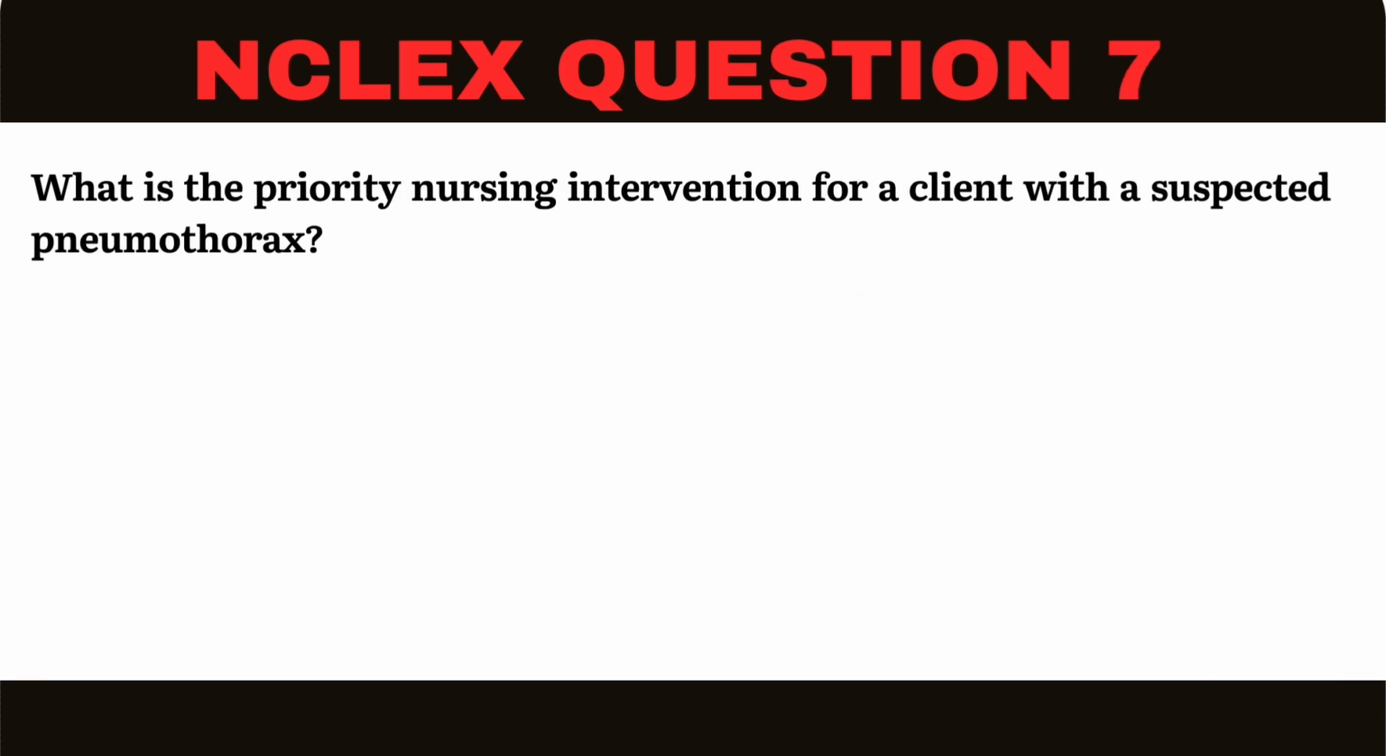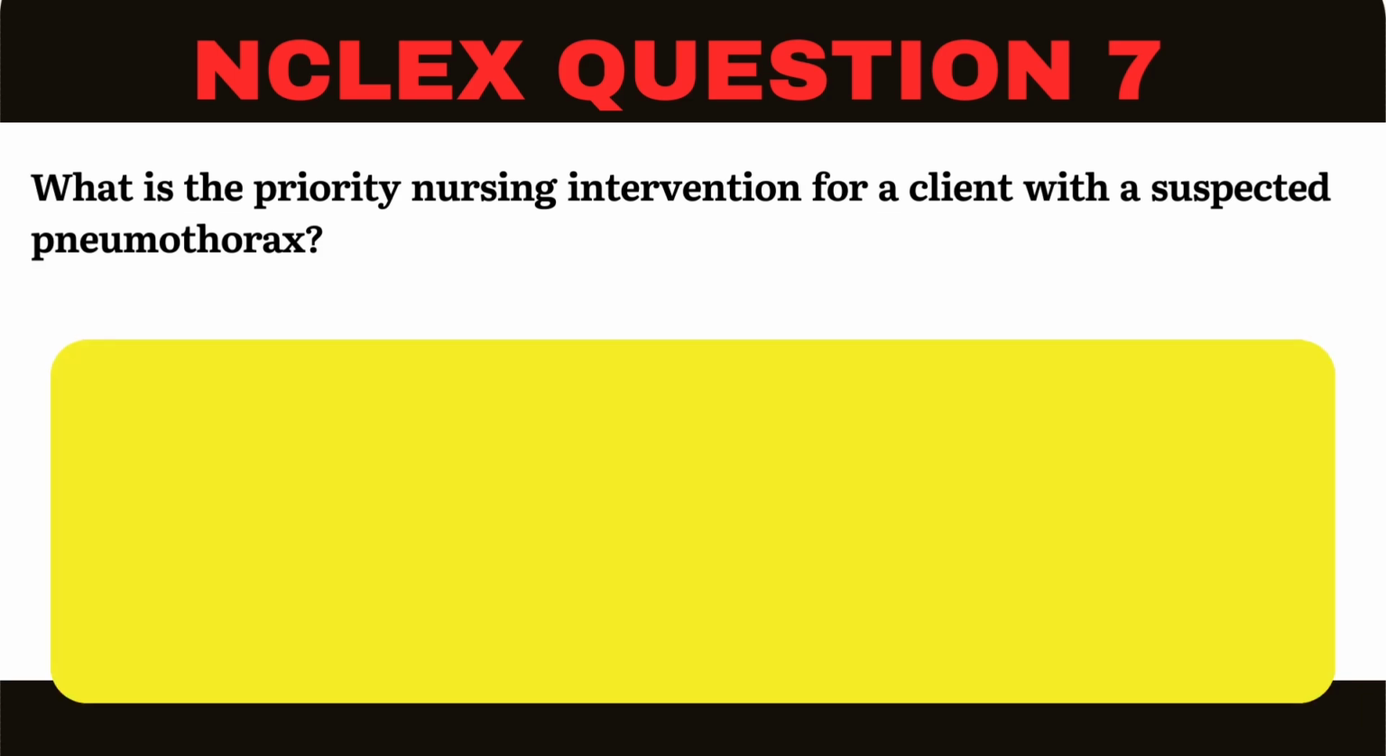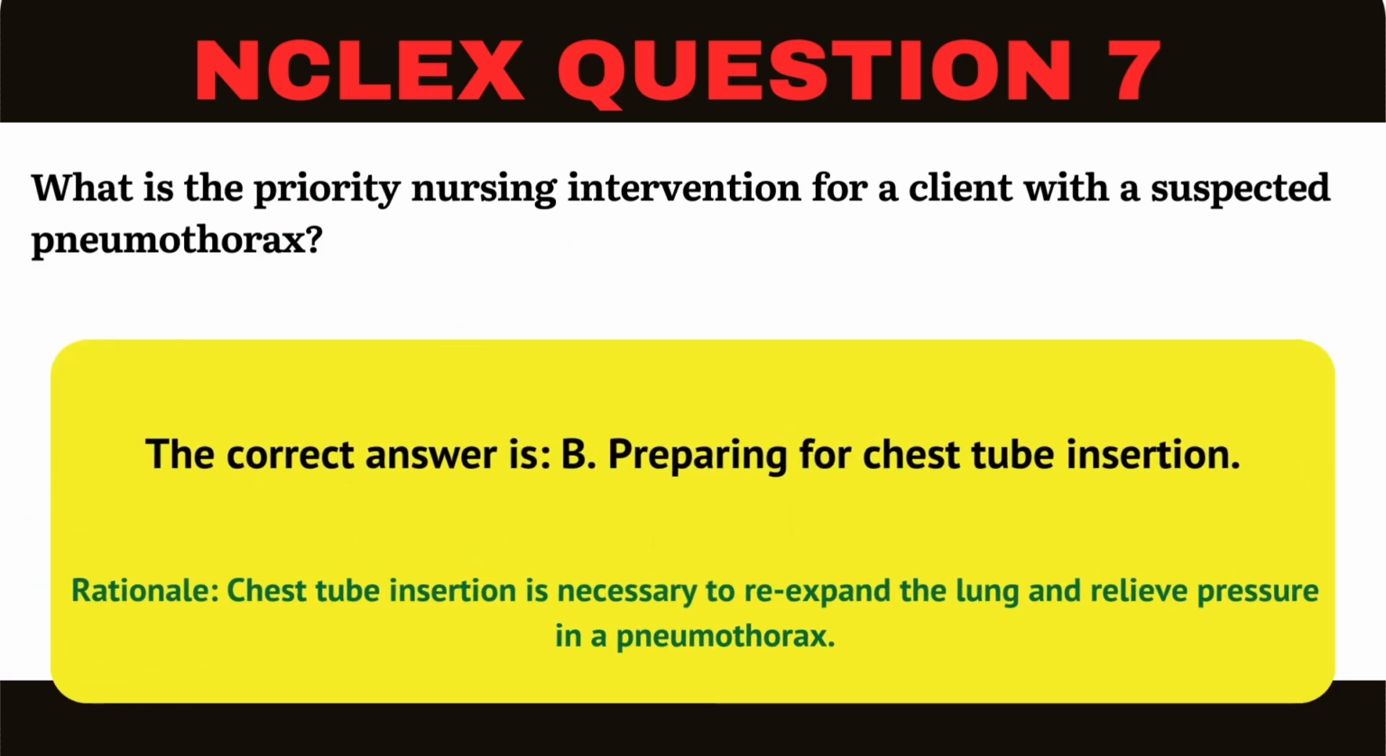What is the priority nursing intervention for a client with a suspected pneumothorax? A. Administering oxygen. B. Preparing for chest tube insertion. C. Encouraging deep breathing exercises. D. Placing the client in a supine position. The correct answer is B. Preparing for chest tube insertion. Rationale: chest tube insertion is necessary to re-expand the lung and relieve pressure in a pneumothorax.